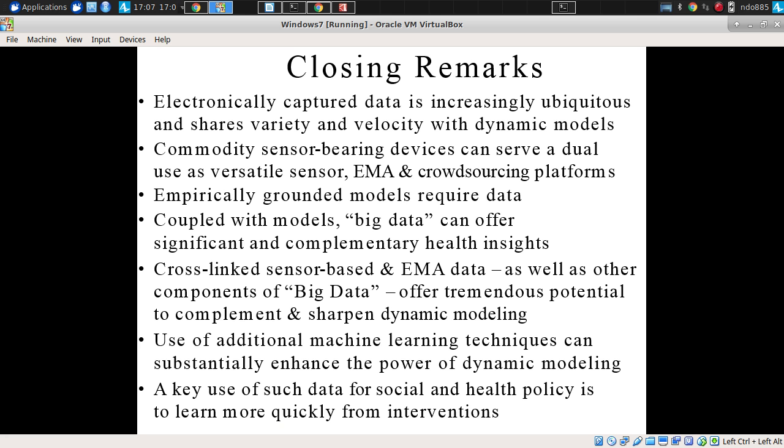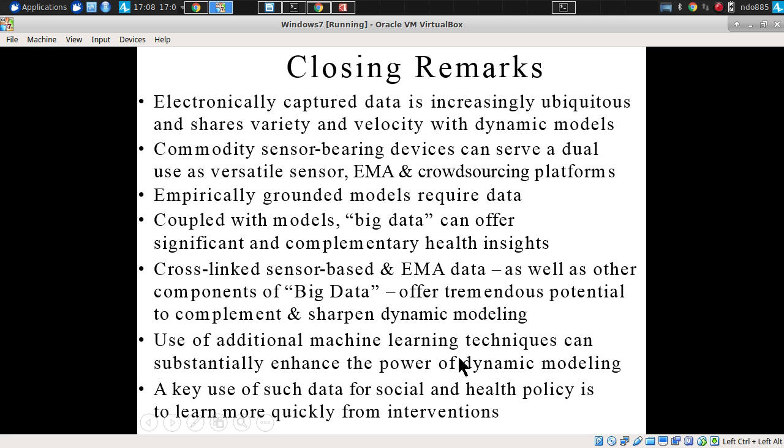Empirically grounded models of the sort we're talking about here yield the best effect for quantifying trade-offs between policies if they're grounded by data on human behaviors and aspects of exposures that are very burdensome to collect normally. Coupled with models, big data can allow complementary insights, and particularly can be used to sharpen dynamic modeling in terms of its findings about the system and the accuracy of the assumptions within it.